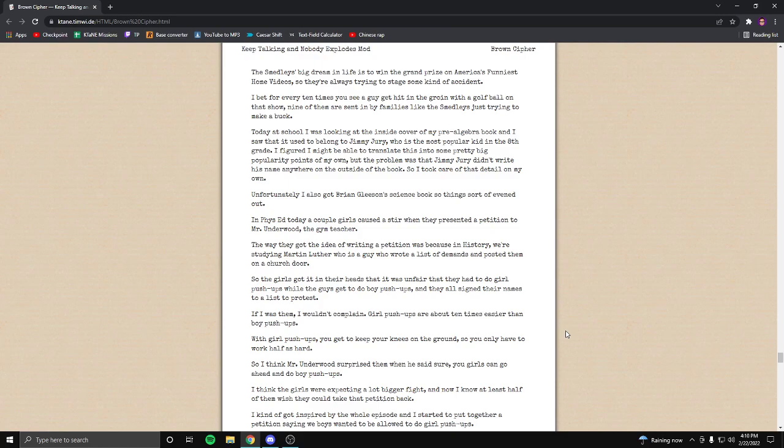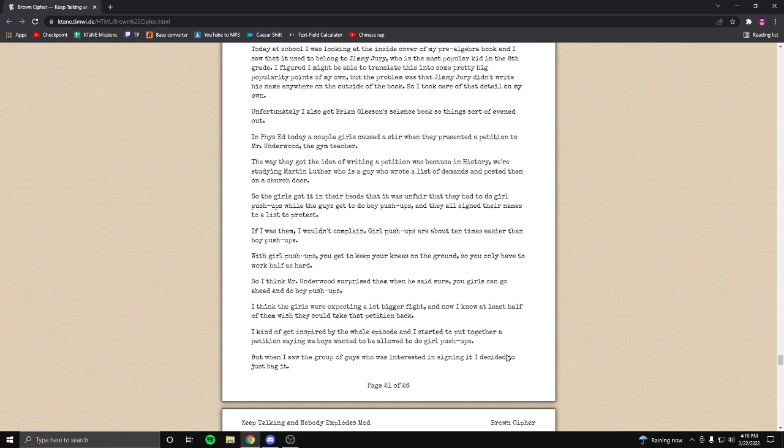So the girls got it in their heads that it was unfair that they had to do girl push-ups while the guys get to do boy push-ups. They all signed their names to be on the list to protest. If I was them, I wouldn't complain. Girl push-ups are just about 10 times easier than boy push-ups. With girl push-ups, you get to keep your knees on the ground, so you only work half as hard.